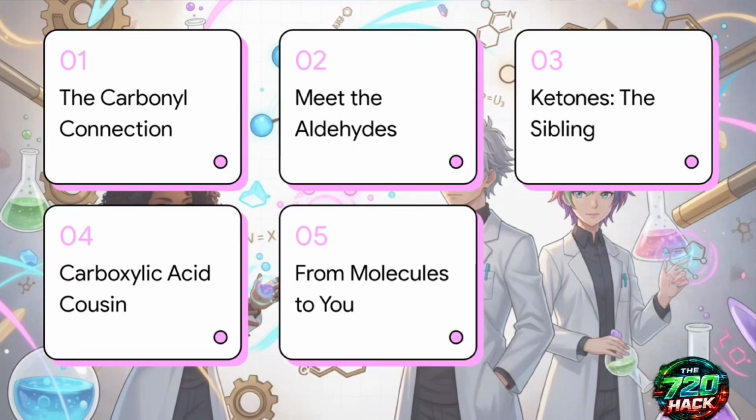Okay, so here's our game plan. First, we'll look at the common ancestor that links everyone together. Then we'll meet the two main siblings, the aldehydes and ketones. After that, we'll get introduced to their acidic cousin. And finally, we'll see how this whole family shows up in your day-to-day life.